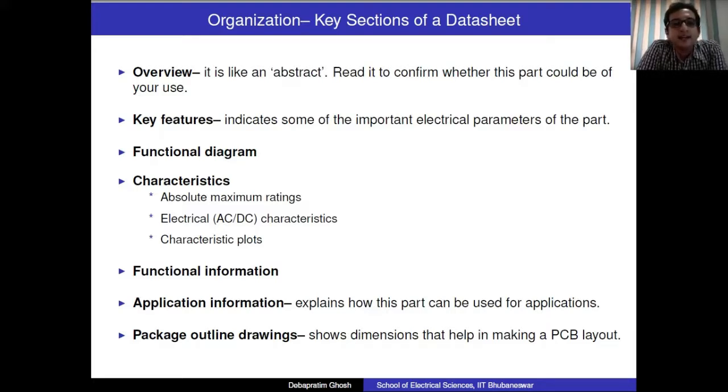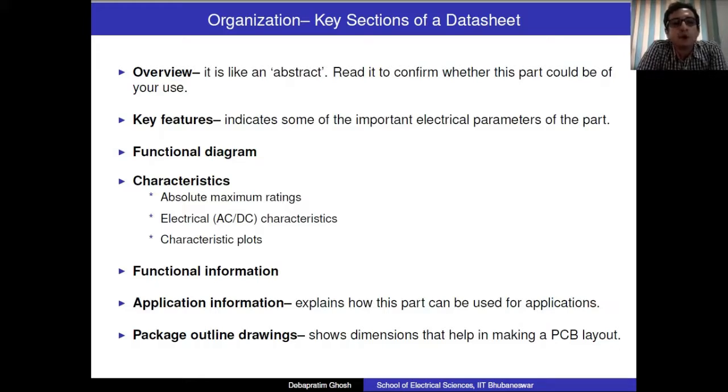Then comes the electrical characteristics, AC, DC, whatever is applicable. For example, gain, bandwidth, current gain, slew rate, then power consumption, bias current. These are the examples of any particular analog IC, for example.